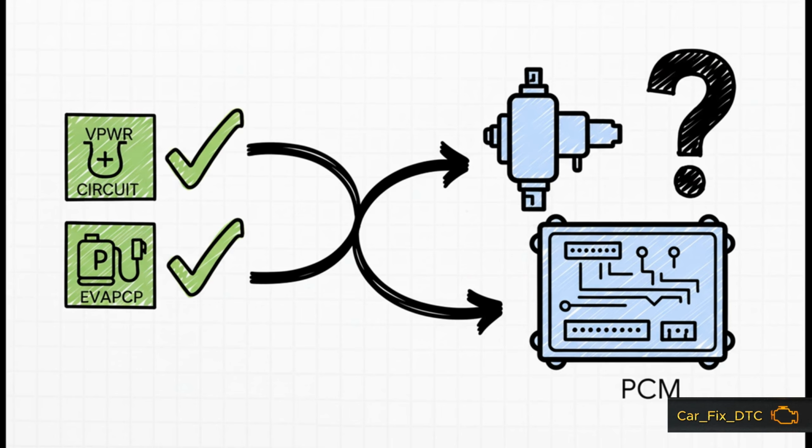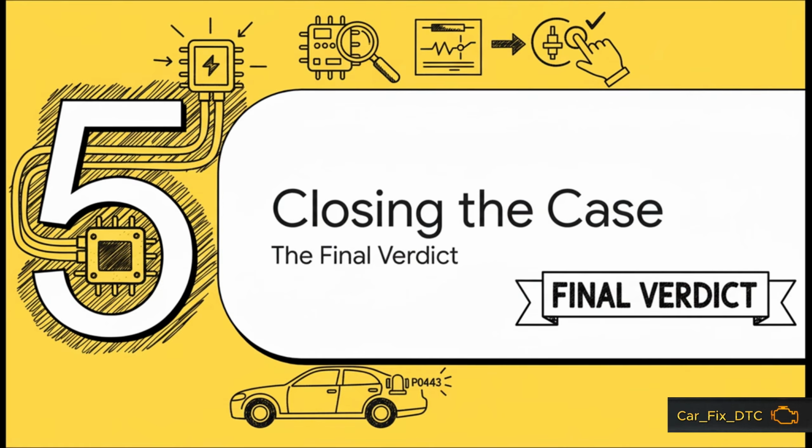So what if both the power and the control wires check out perfectly? If all the wiring is good, our investigation takes a big turn. We stop looking at the communication lines and we start looking at the hardware at either end, the valve itself and the main computer that's sending the signals. So, after following all the clues, testing the circuits, and inspecting the parts, we can finally close the case. We've successfully isolated the one faulty component and we're ready to deliver the final verdict.